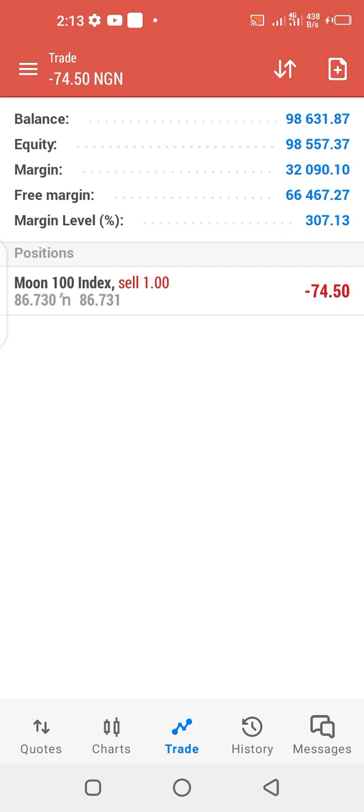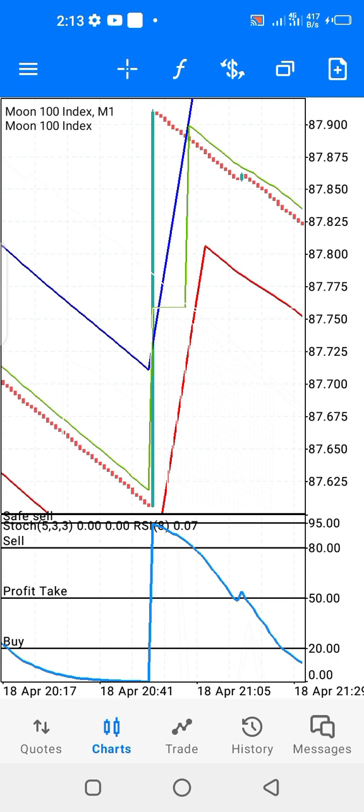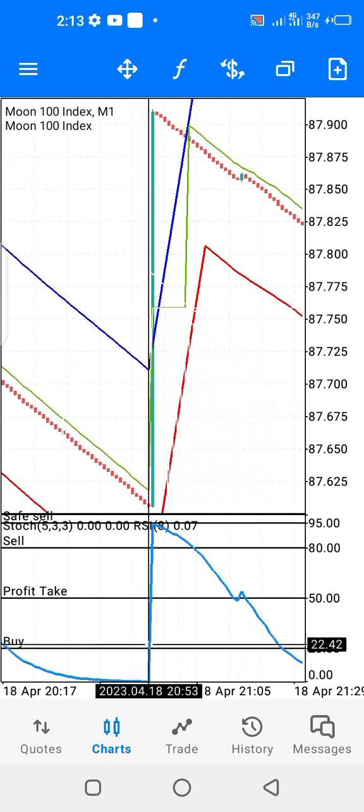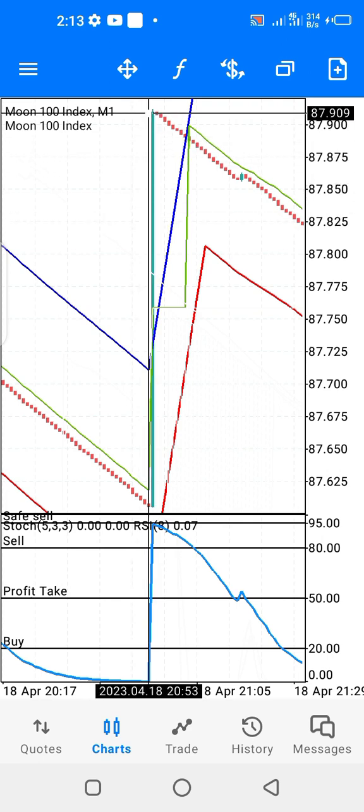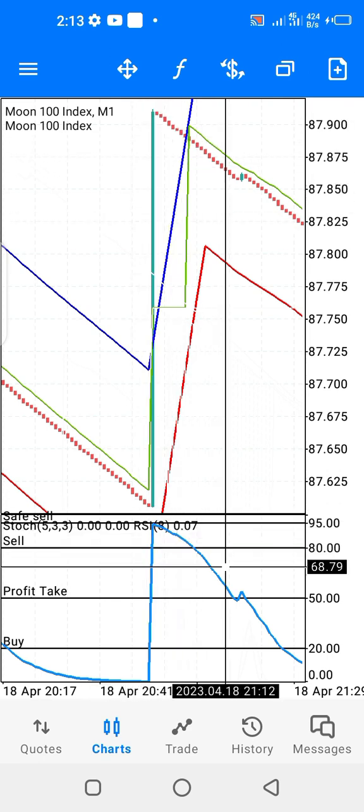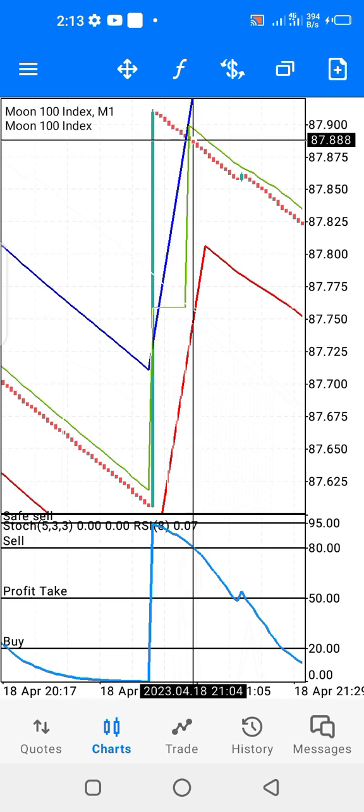Although now it's showing that I'm at a loss, if you give it like 5 minutes, it will come back into profit if there's no spike. Once it crosses this 80 points, it's safe to sell. You can see that this blue line down here is the same as this long one up here, and as it began to go down, it began to go down.